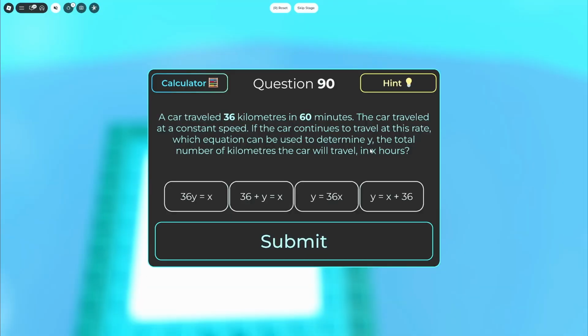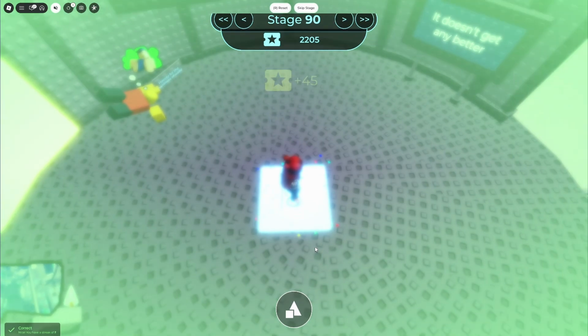Okay, we're back at it again. Cars travel at a constant speed. If the car continues to travel at this rate, honestly, this equation makes sense right here. Because 36 is the amount of kilometers. Okay, so I was thinking about it wrong earlier. But 36 is the amount of kilometers, and then you times it by the amount of hours, which is 60 minutes, which can be 1 hour. But you do it by hours, and then it gives you the answer. That should be it, which is in kilometers.